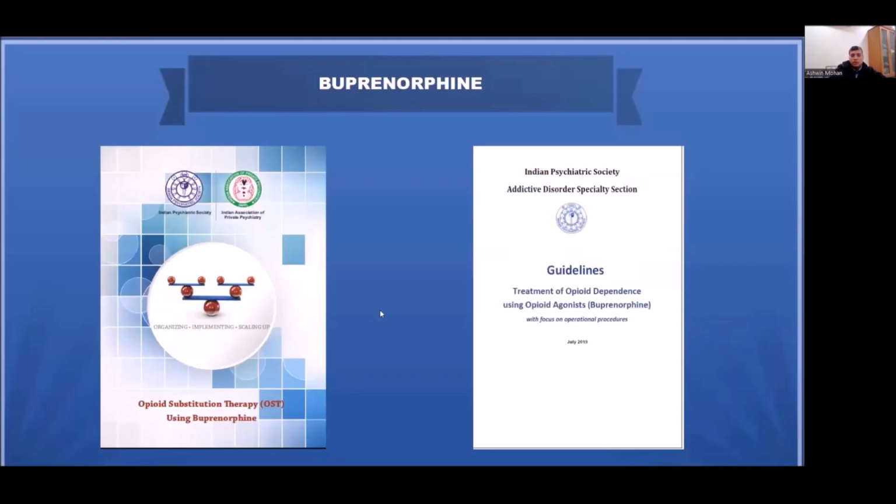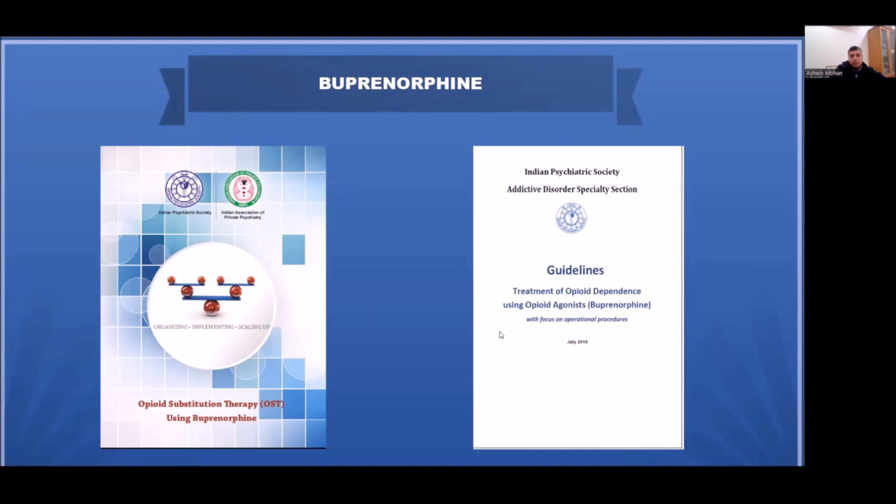Now, in relation to buprenorphine, you see, these are two documents. I am one of the authors of these documents, along with many other colleagues and senior practitioners who were involved in making them. They are freely available on the IPS website. I will request you to download and read them, and you can always come back to me if you have any queries.